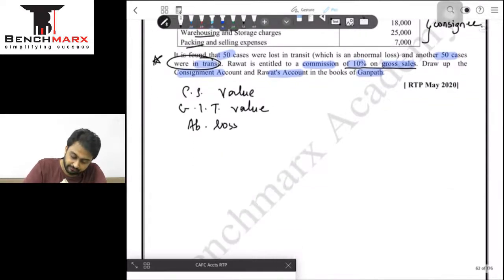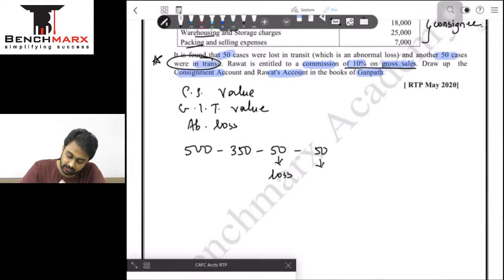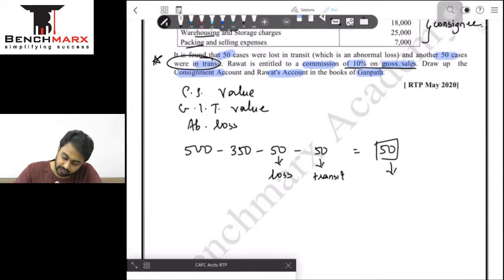So out of 500 goods which are sent, 350 are sold. Out of that, 50 is loss. Further 50 is still in transit. So can I say 500 minus 350 minus 50 is what is left at the consignee godown. 50 goods are left in the consignee godown.